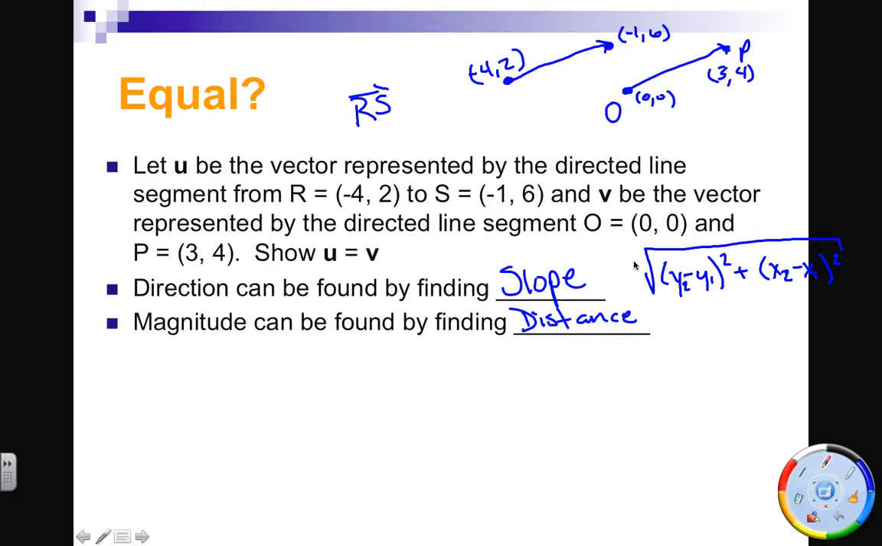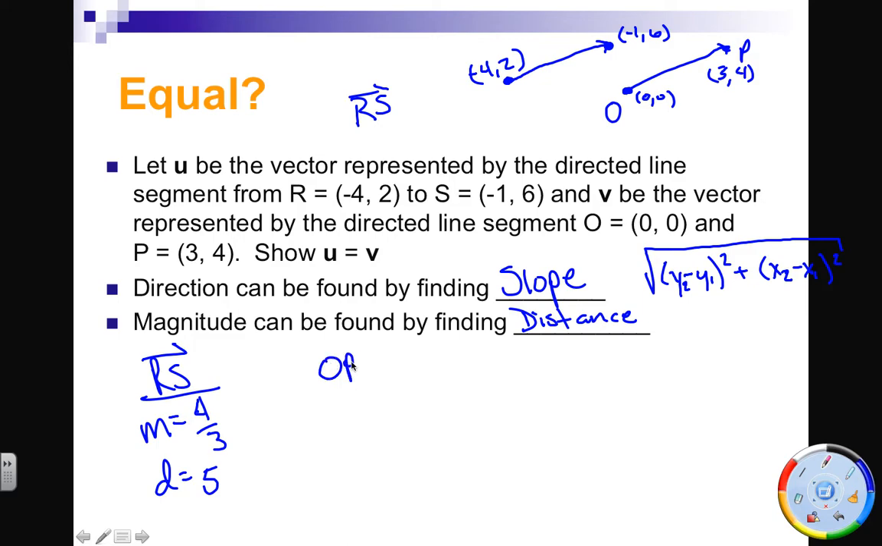So we can figure out if these two vectors are equal by finding the slope. Well, the slope for RS, let's just start with RS here. Slope is, it rises 4 and runs 3, so slope is 4/3. My distance is, well, if that's how much it changes in y and how much it changes in x, it's 16 and 9. So it's the square root of 25, which is 5.